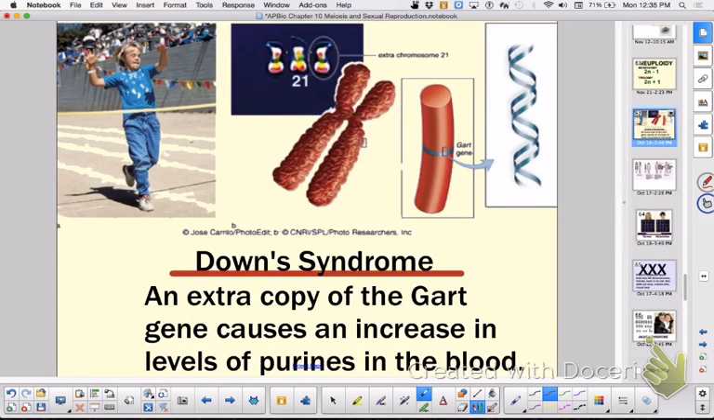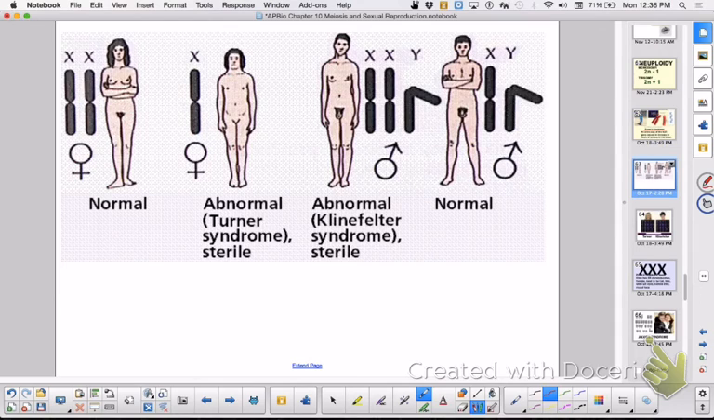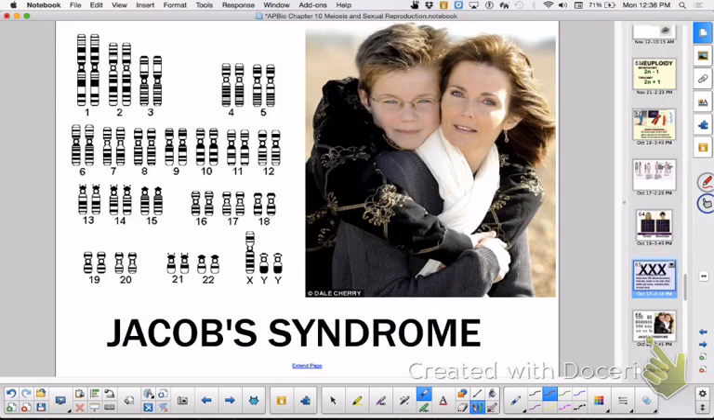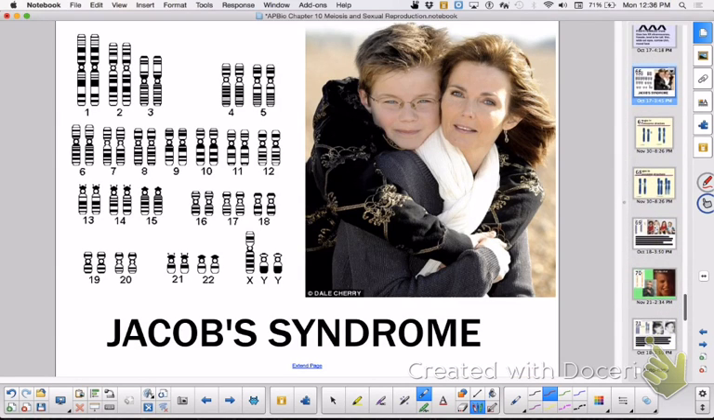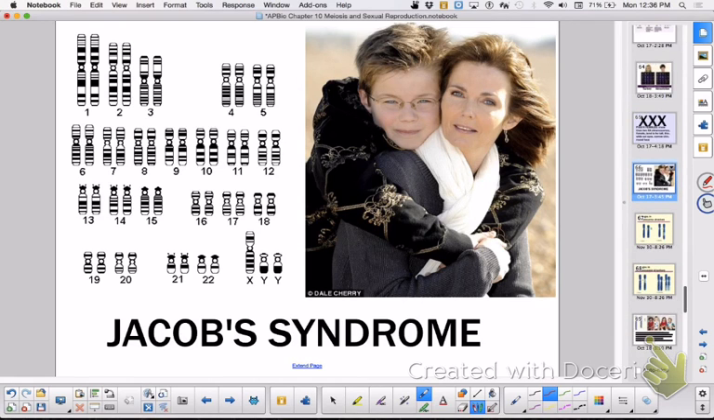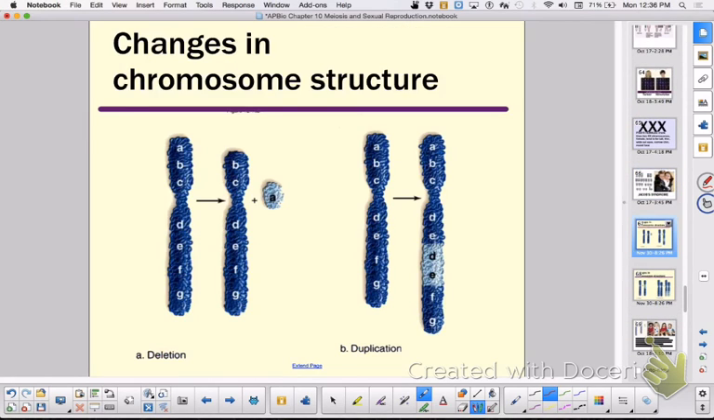Okay, so we talked about Down syndrome. We talked about some abnormalities. Here's Turner, Klinefelter's. You can see Klinefelter's extra X. Here we're missing an X. Poly-X, Jacob syndrome with your extra Y. Last but not least, let's talk about a few other things.